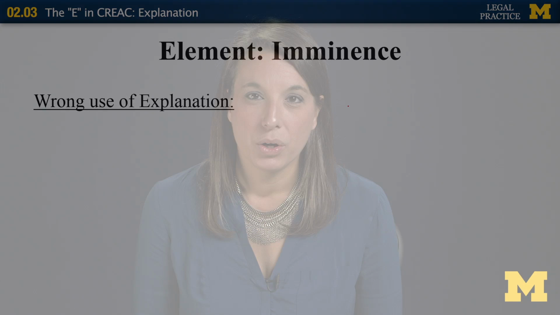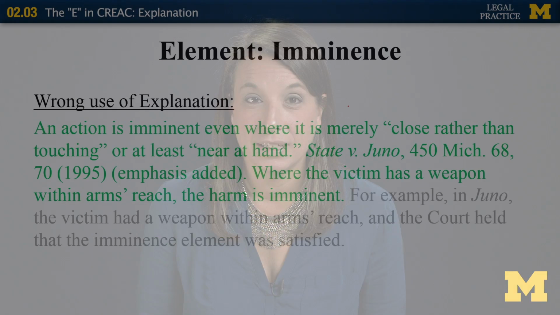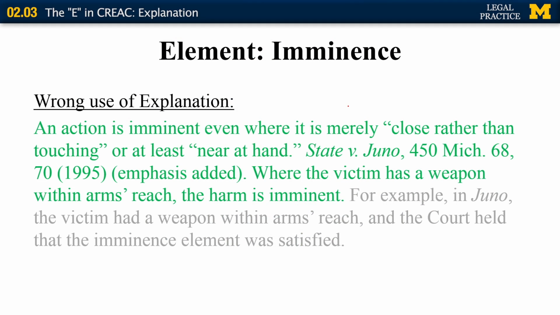And one other thing I want to show you before we move on to a new example of explanation is what not to do. Remember, again, that we're trying to use the explanation to help our reader understand the rule. It is not helpful to use the explanation to merely restate the rule as the holding of a case. What do I mean by that? Let's look again at our rule. An action is imminent even where it is merely close rather than touching or at least near at hand. Where the victim has a weapon within arm's reach, the harm is imminent.